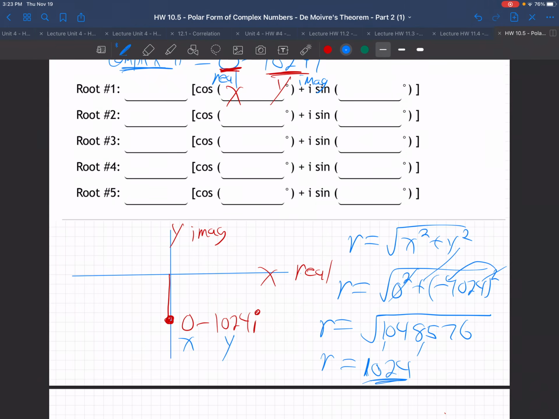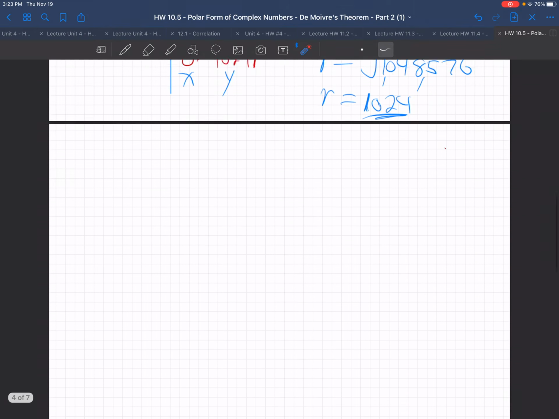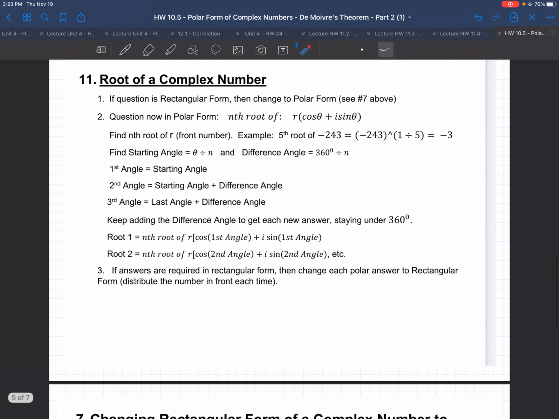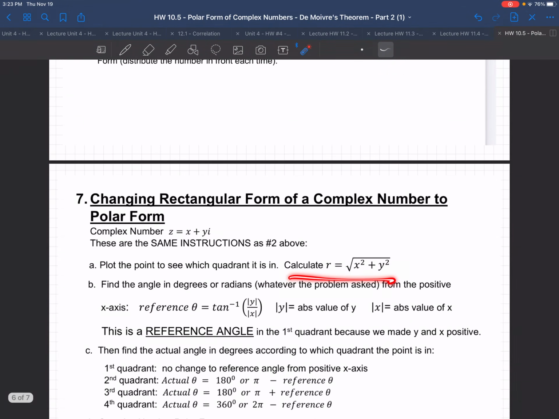So the R, which is what? The length of the vector, how far it is to the complex number, is 1024. Well, that makes sense. It's straight down 1024. Of course its length is 1024. We should have realized that. That's just the length of the vector. Okay, that's the first step: calculate R.